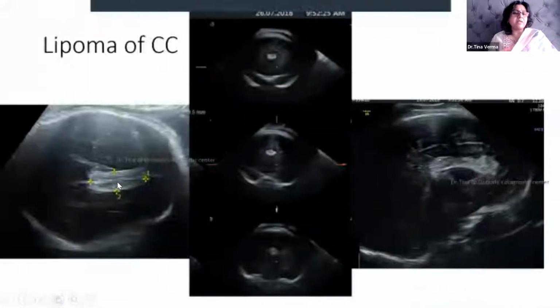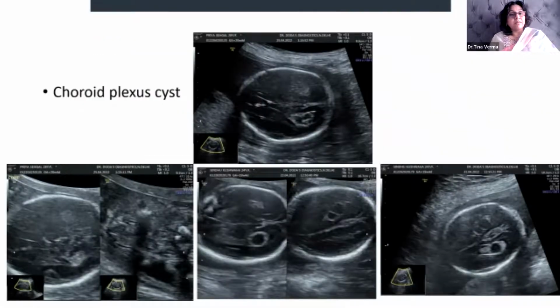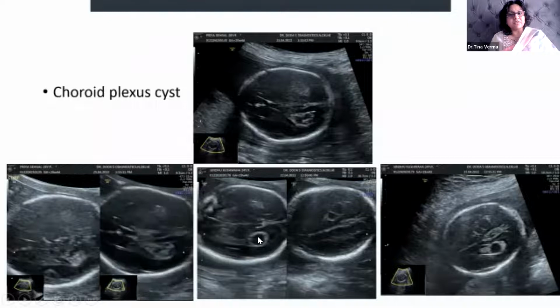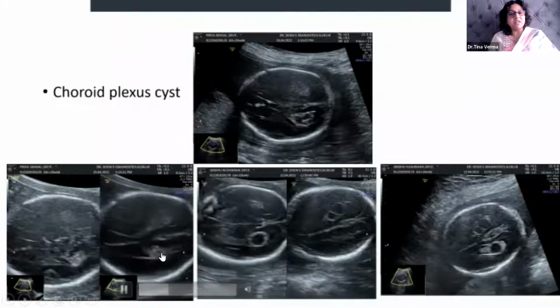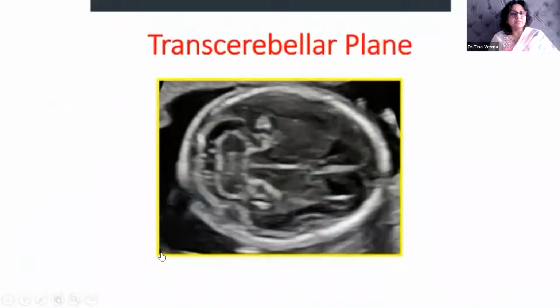Rarer abnormalities can be detected, like coma of corpus callosum. This baby is absolutely fine, and it's of 2 years of age. Normal variants, if isolated, choroid plexus cyst is a normal variant. Look at the echogenicity of the choroid plexus. If you find a cyst here, you are dealing with choroid plexus cyst.